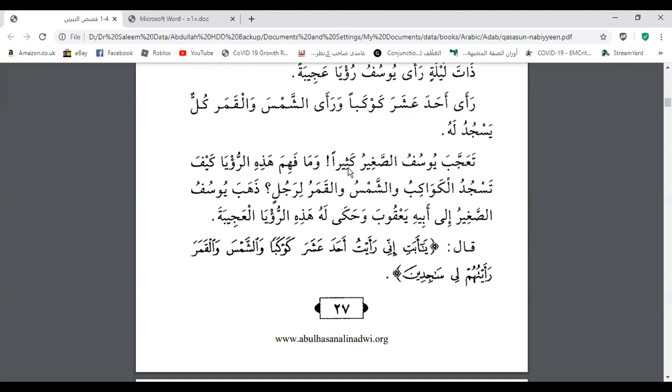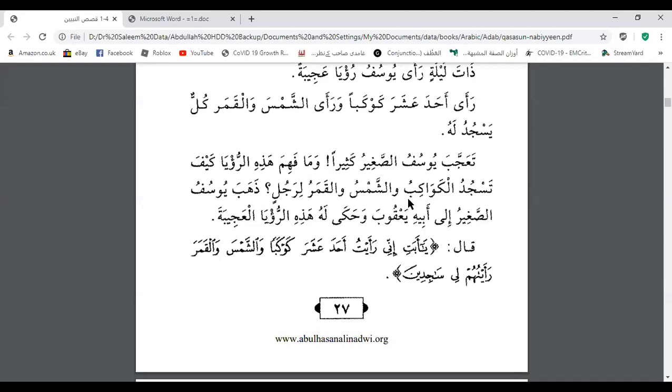The young Yusuf got very stunned by that. He got very shocked. Obviously, this was a strange dream, so he got shocked by that, surprised by that a lot. And he didn't understand this dream. How can the sun and the moon and the stars prostrate to a man? How could they prostrate to a man?